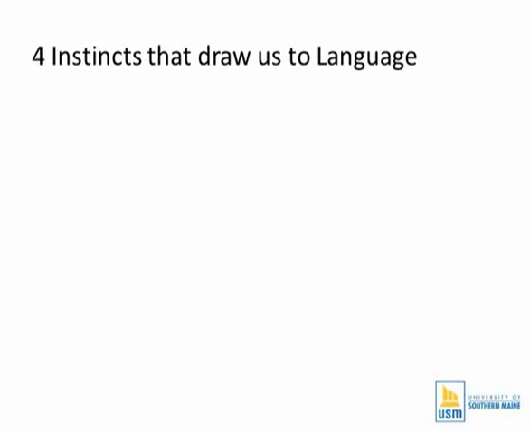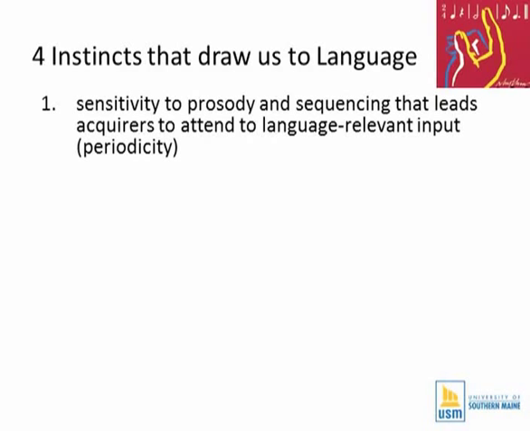The first one, and the one I'm going to focus on the most here, and I think it ties a lot to the work on music perception, is sensitivity to prosody and sequencing that leads acquirers to attend to relevant input. What we find in the environment of a deaf person who has not been exposed to signing is a lack of this kind of periodic stimulus that they would be drawn to for language. Obviously, there's communication tied with that stimulus. Once they see this, they gravitate to it, they fix on it, much like we were hearing about in the music case. It's truly a drawing.